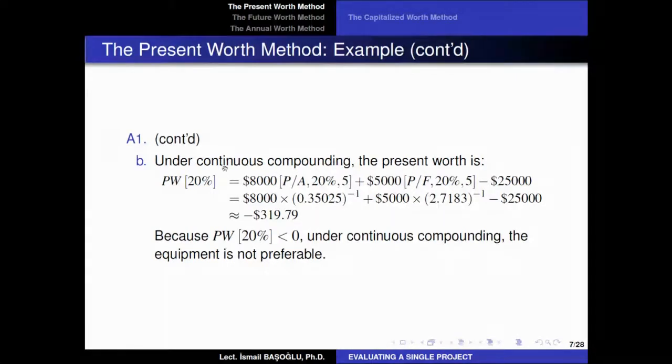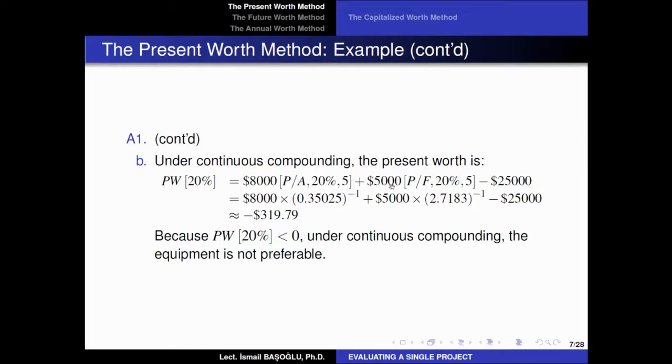is again 20%. However, it compounds continuously. In that case, we calculate the present worth, but to remember continuous compounding, we are going to use square brackets instead of ordinary brackets here. So under continuous compounding of 20% interest rate per year, the present worth will be calculated again by multiplying the uniform series with uniform series present worth factor under 20% interest rate for 5 years, but continuous compounding. Remember, when we have continuous compounding, we are always using square brackets.